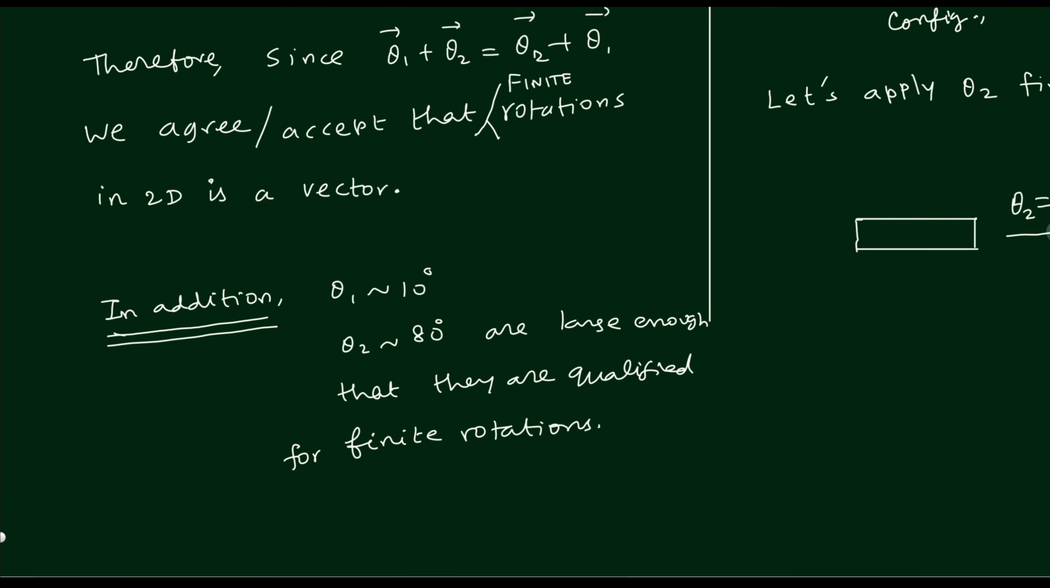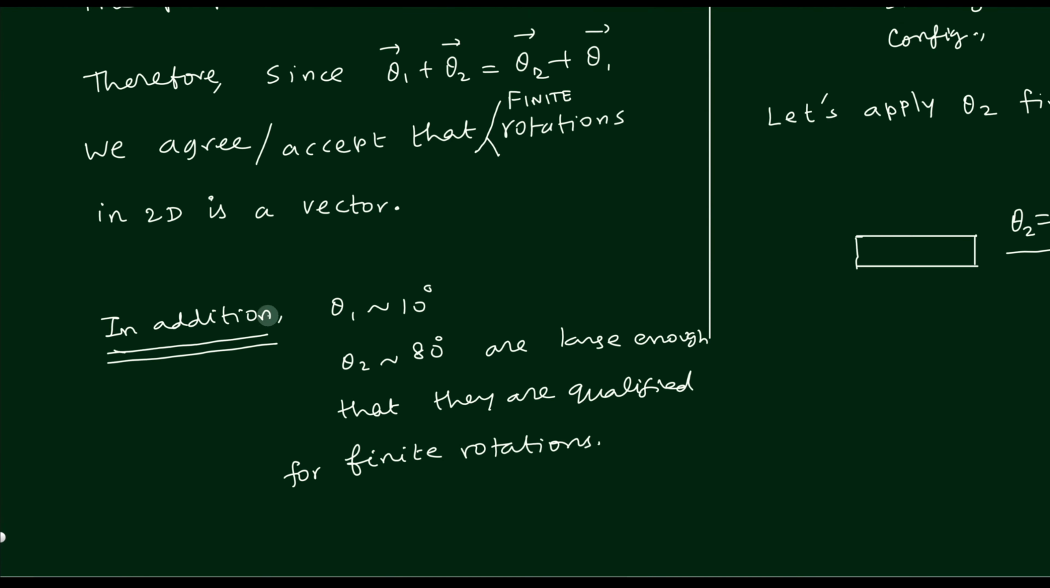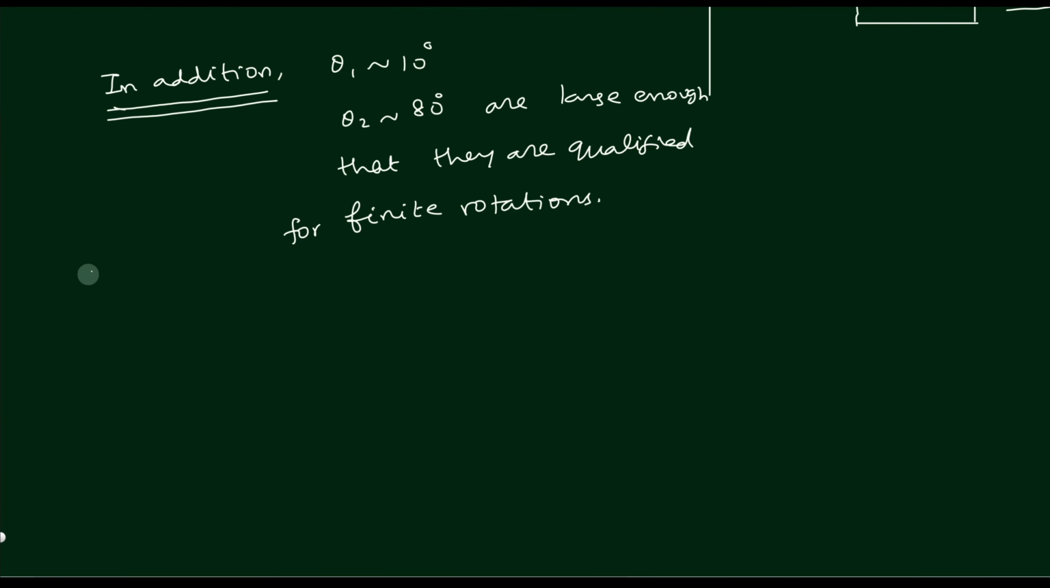So what is that infinitesimal rotation? It is just a fraction of a degree: 0.1 degree, something like that, 0.01 degree. If that kind of number is what you are going to take, then I will say that they are known as the infinitesimal rotation.